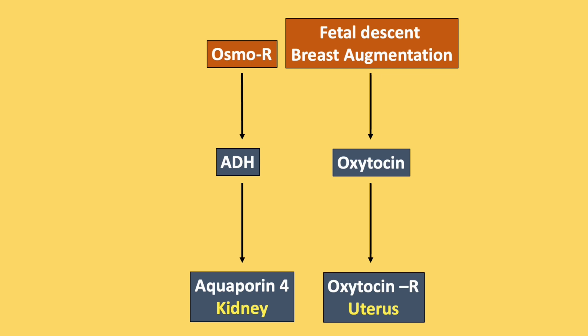ADH has effects on the distal convoluted tubule and the collecting duct in the kidney, which increases, through G protein coupled receptors, transcription and insertion of aquaporin 2, allowing increased water absorption in the kidney. Conversely, oxytocin release results in Gq coupled G protein coupled receptor activation, leading to calcium influx, which facilitates uterine smooth muscle contraction.